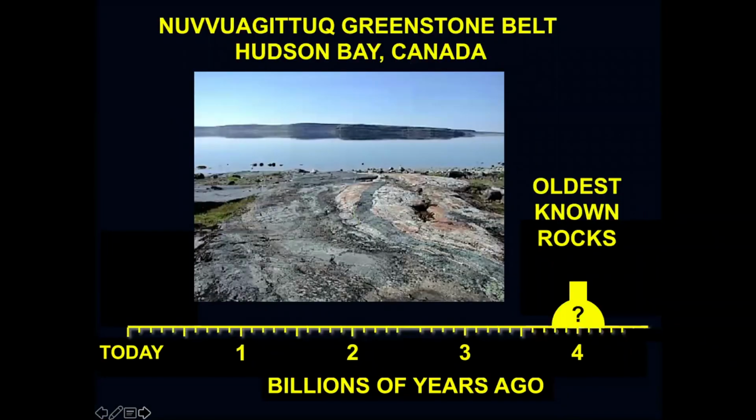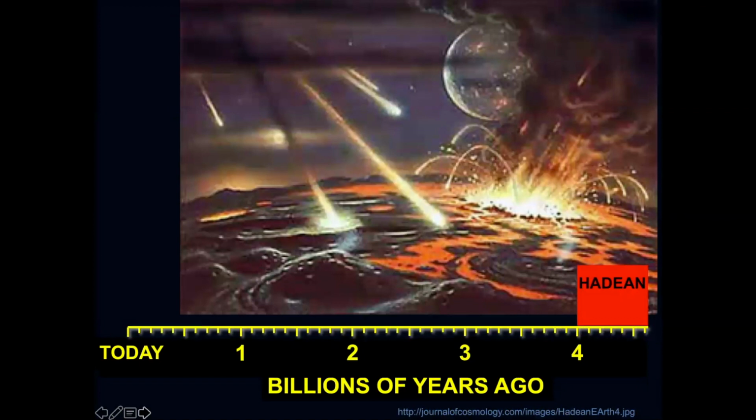The oldest known rocks, and you can see there's a fairly widespread range of dates assigned to those rocks, occur in Canada, and they're around 4 billion years old. The period before 4 billion years is described as the Hadean, and it was pretty hellish. Lots of bombardment, and the Earth was extremely hot.